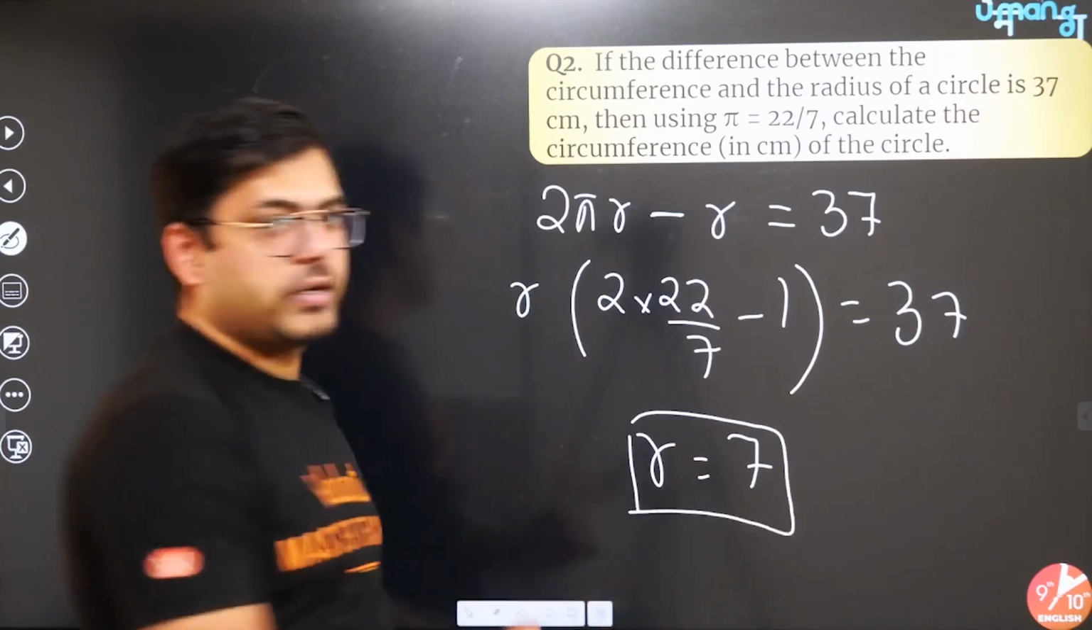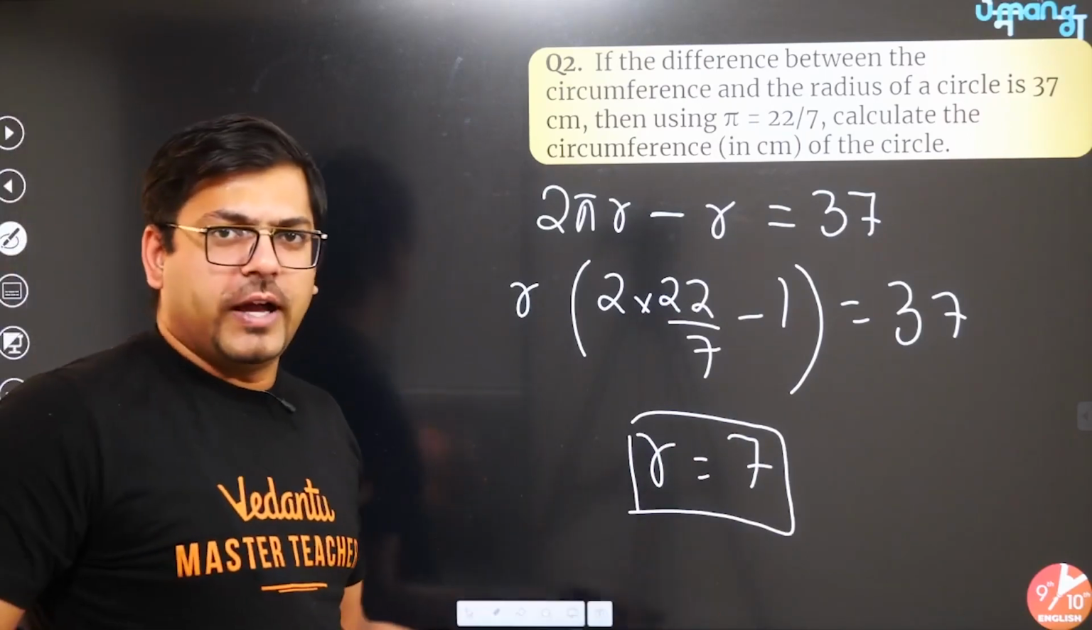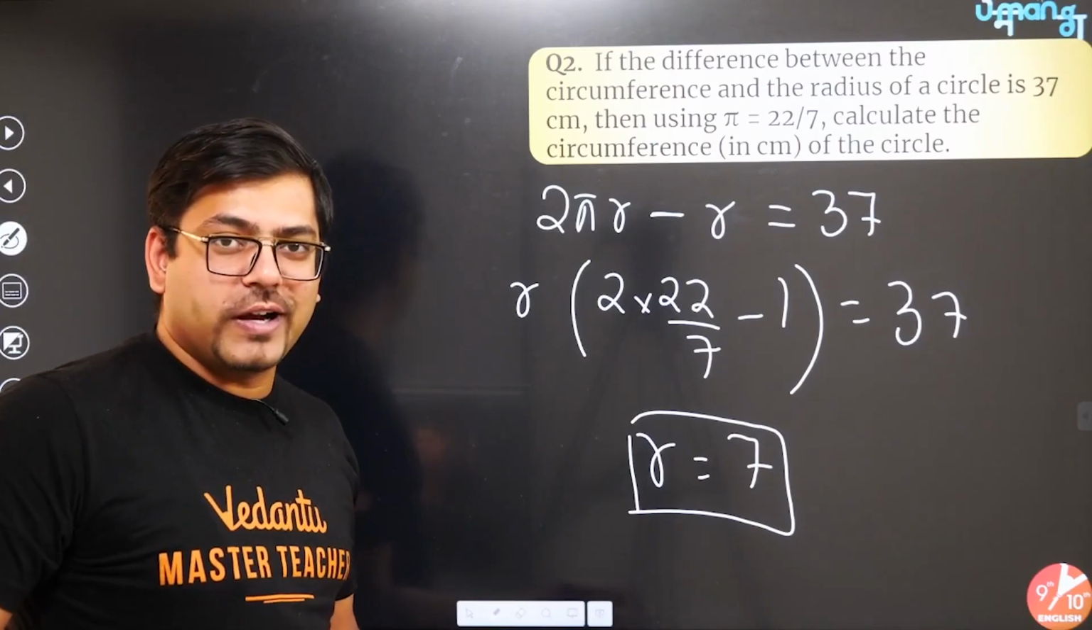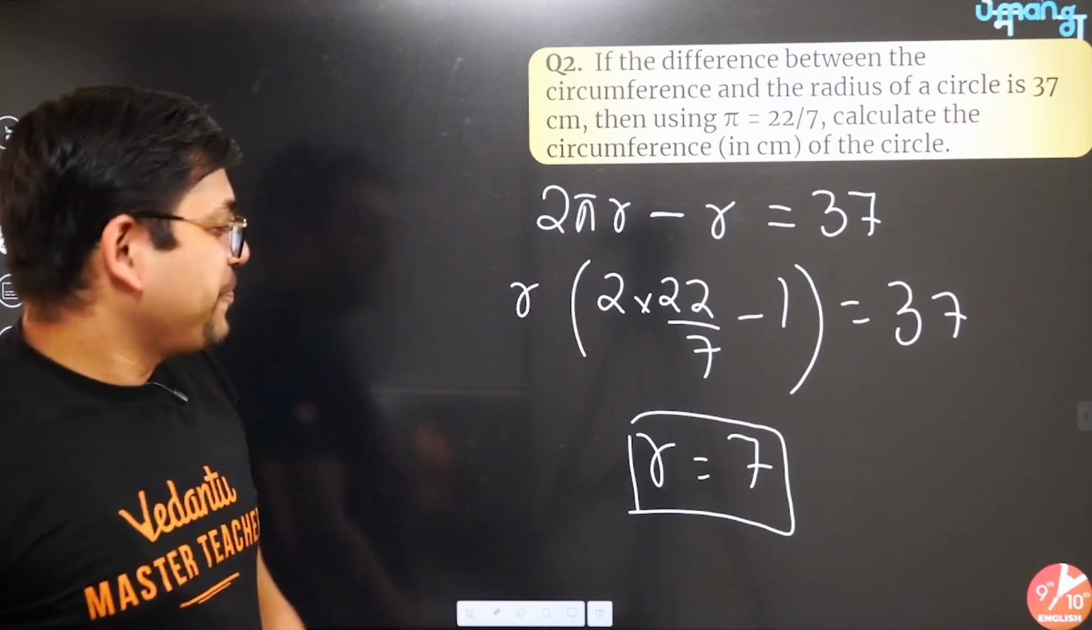You have to just calculate it. That's it. Super easy and super simple. So I hope you all have understood, and if you are understanding, hit the like button down there. Let's move on.